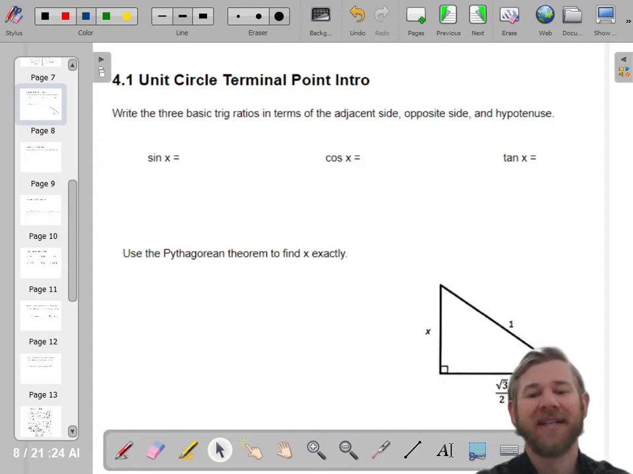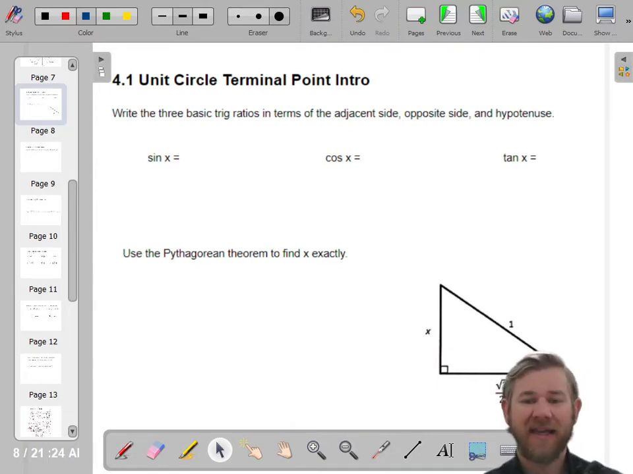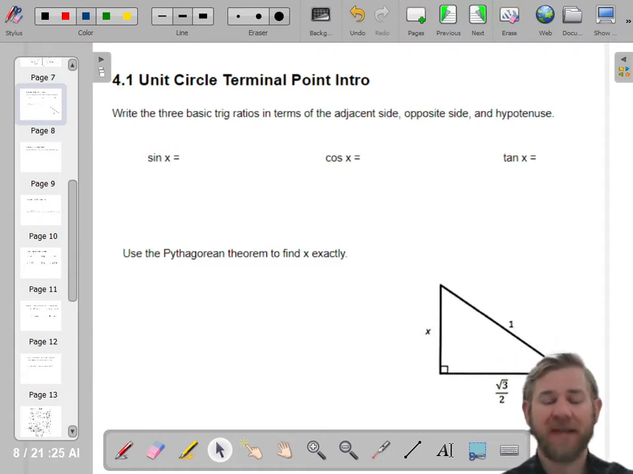Welcome to trigonometry. So, first thing we're going to do is just a very basic review of the trig functions and some Pythagorean theorem problems. Maybe just talk a little bit about some fractions and simplifying some radicals. But overall, this is a real basic intro day.